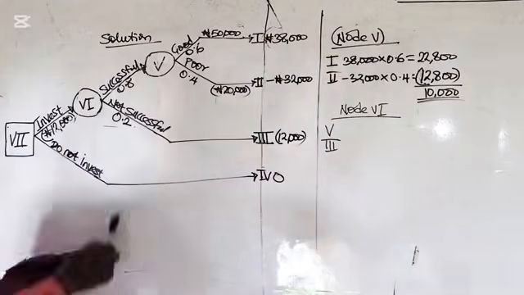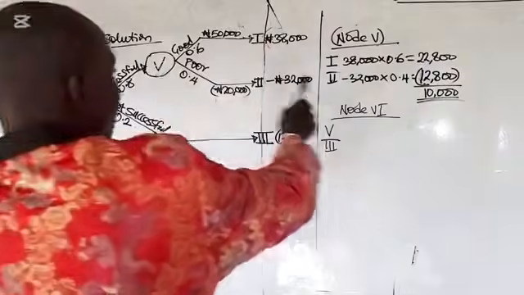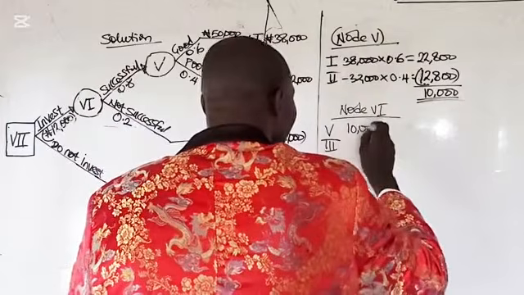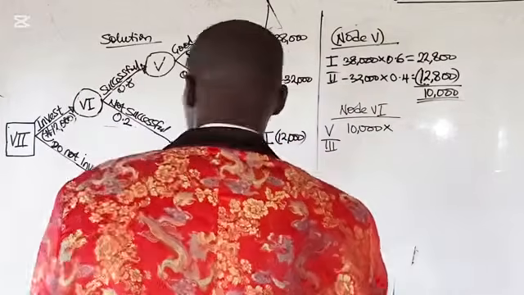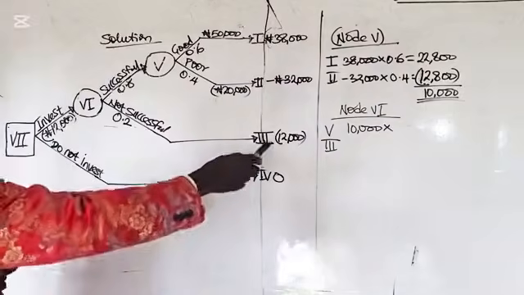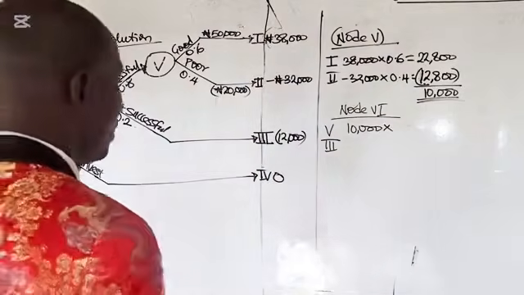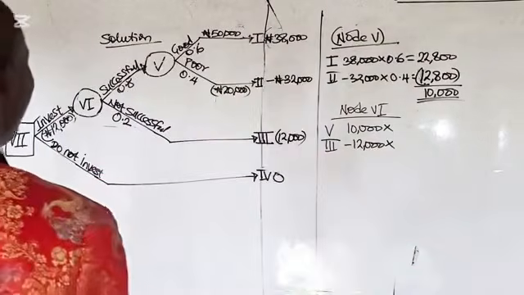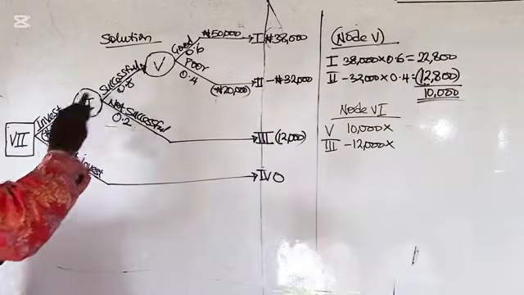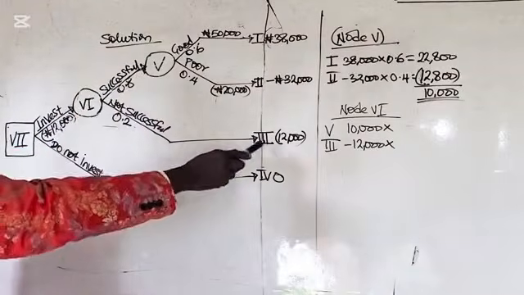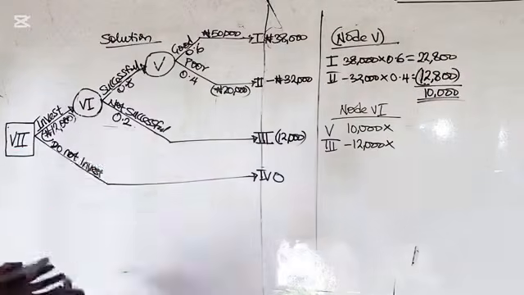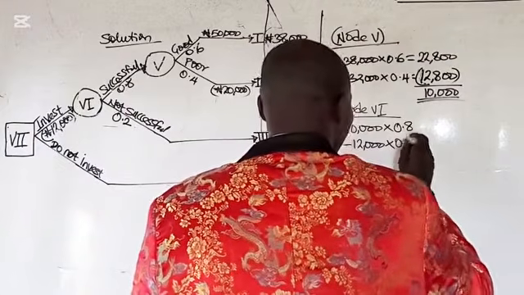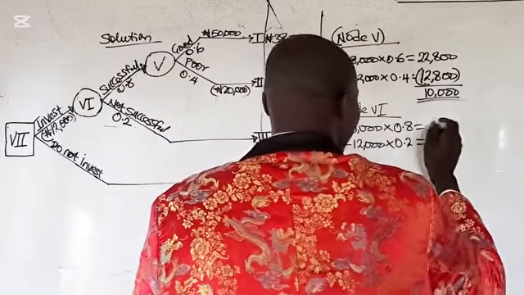At node 5, what is the value? We have determined the value of node 5 already to be 10,000. So we have 10,000 times the probability. And what is the value of node 3? That is minus 12,000, times the probability. The probability from node 5 to 6 is 0.8, and from node 3 to 6 is 0.2. So this gives us 8,000.